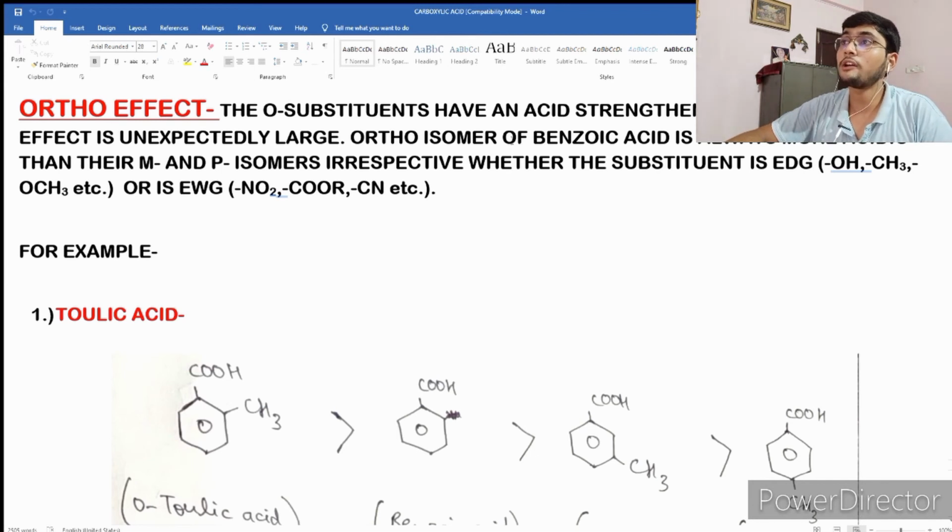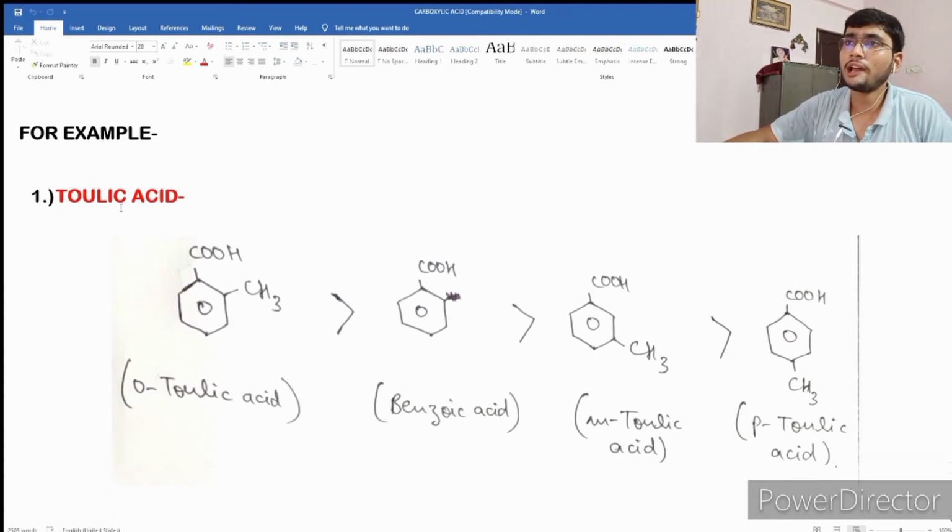Ortho isomer of benzoic acid is always more acidic than their para and meta isomers, irrespective of whether the substituent is an electron donating group such as a hydroxyl group or a methyl group, or an electron withdrawing group such as nitro group, ester, cyanide, any. Now, let me show you some examples so that it is more clear to you. I have taken the example of toluic acid.